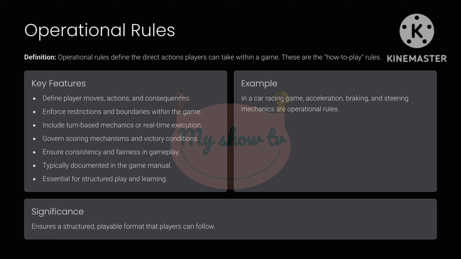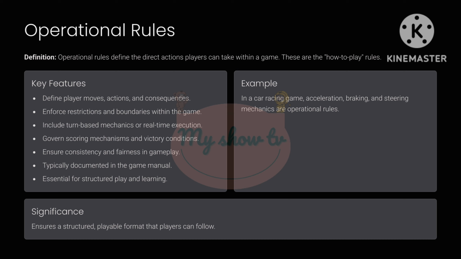6. Typically documented in the game manual. Players can refer to a rulebook or tutorial to understand how to play the game correctly. 7. Essential for structured play and learning. Without operational rules, a game would be chaotic, and players would not know how to engage properly.